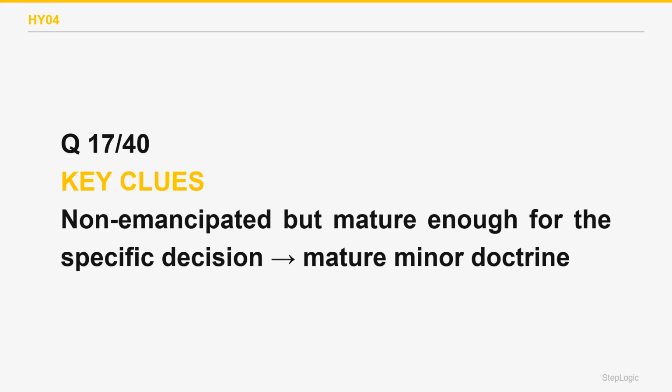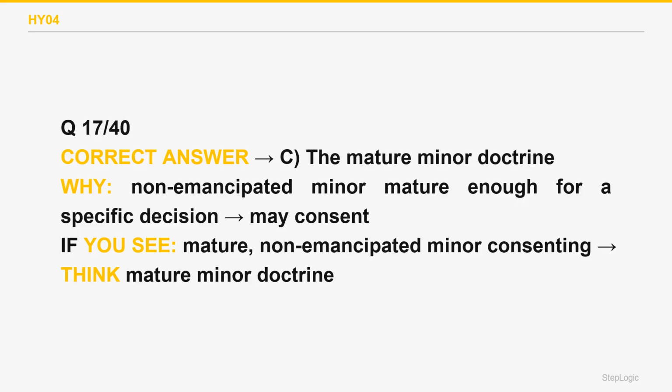The mature minor doctrine allows a non-emancipated minor who is judged mature enough to understand a specific decision to consent to that care, where the law recognizes it. Unlike emancipation, it is not a fixed legal status. It depends on the minor's demonstrated maturity for the particular decision at hand. The correct answer is C.